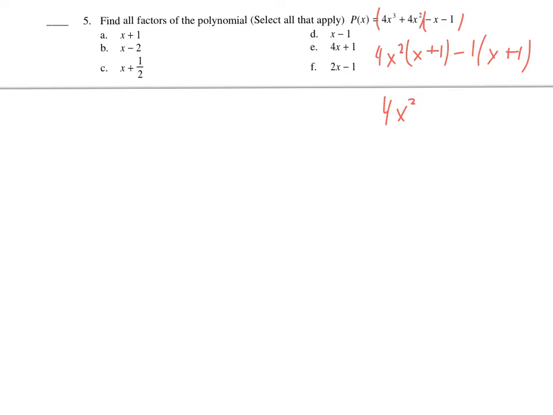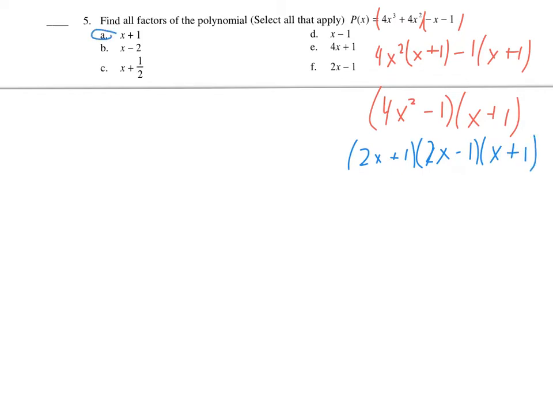P over Q may have worked as well, but the grouping, if it works, is a lot easier and quicker here. So we get 2x plus 1 and 2x minus 1 and then x plus 1. And so from there, I can see that A is correct. And then F is also correct, E is incorrect, and D is incorrect, and B is incorrect.